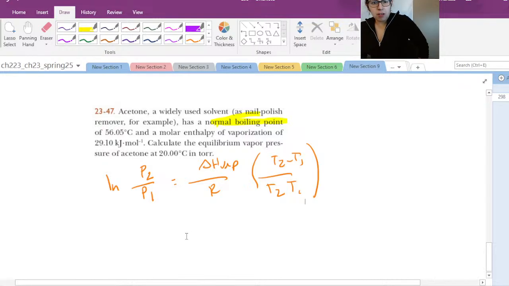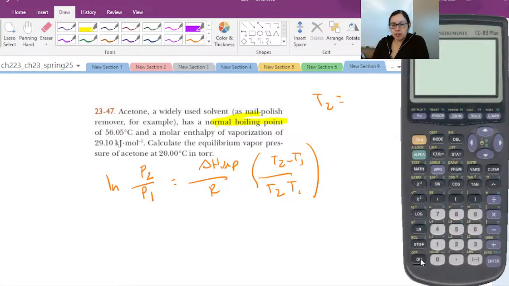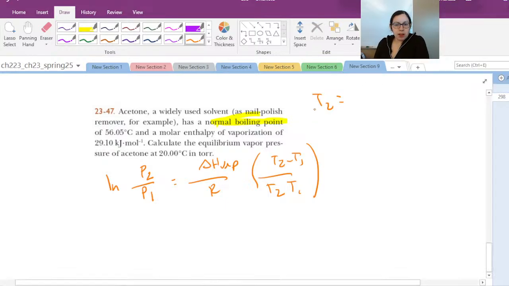So let's just start setting it up together. It doesn't really matter who you call P2 and T2, just as long as you're consistent. Just for my own sanity's sake, I might put T2 as the higher one that we're talking about. 56.05 degrees Celsius, so I'm going to convert that to Kelvin. It's about 329 Kelvin or so.